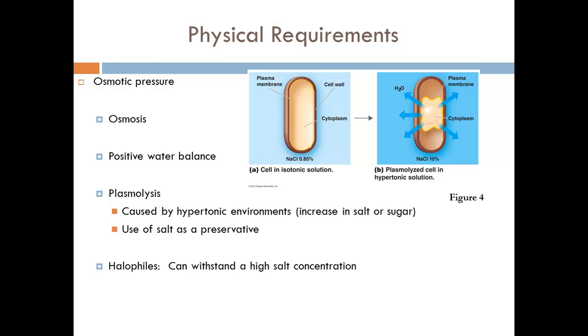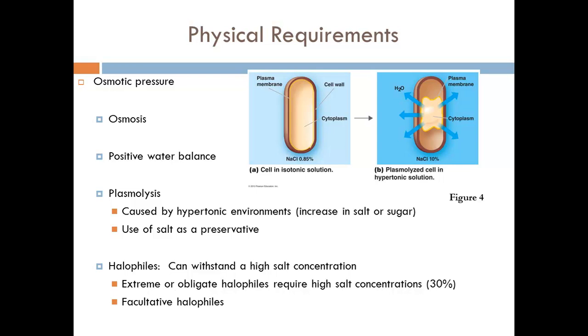Halophiles are salt lovers, and they can withstand a high salt concentration. Extreme or obligate halophiles require high salt concentration, usually 30%. Facultative halophiles tolerate salt. They don't require high salt, but they can survive at high salt concentrations at about 2 to 15%. Here ends part A of chapter 3.